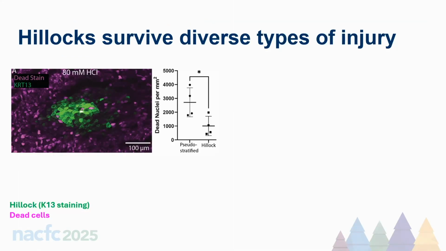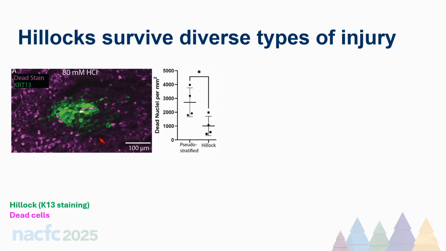In addition to this unique structure, hillocks have a unique function, and they survive a diverse type of injuries. For instance, here's aspiration injury. We submerged a mouse trachea in 80 millimolar HCl to simulate stomach acid aspiration. And we stained for dead cells here in magenta. And you see the cells around the hillock, the pseudostratified epithelium, they're dead. Well, the majority of the hillock survives. So hillock survives this severe injury.